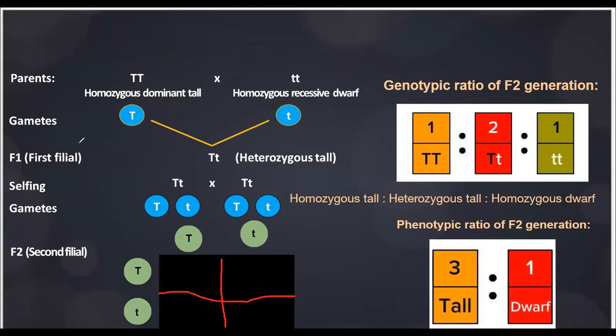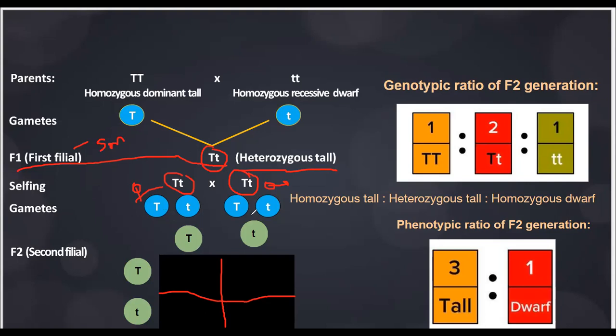Come on. So in F1 you got all heterozygous tall. Now you are doing the F2 generation. Basically, you are doing selfing. You are crossing the progenies among themselves. You just choose one as the female and the other as the male, and you are crossing or selfing among themselves only, whatever you got in the first filial generation. Filial stands for son.